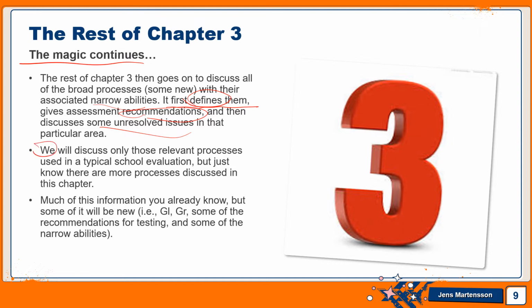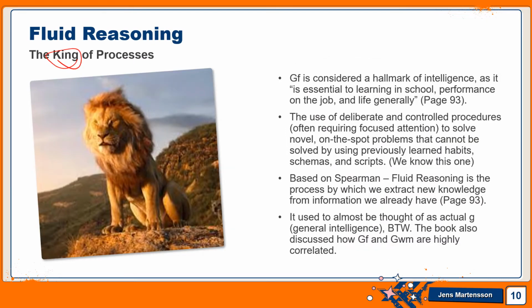We, however, are only going to talk about the relevant processes for our school evaluations. I'm not going to go into all the other ones. Much of this information you already know. You already know about GS, GF, GA, all those areas. But, of course, we're going to be talking about GL, GR. Some of the recommendations are new, and some of the narrow abilities are a little different than what you might be thinking. So let's start with fluid reasoning, the king of processes.